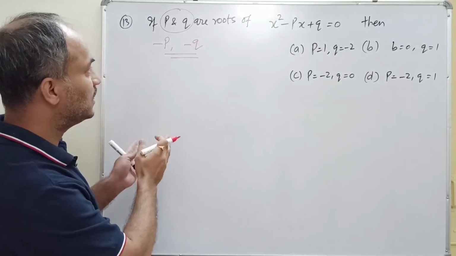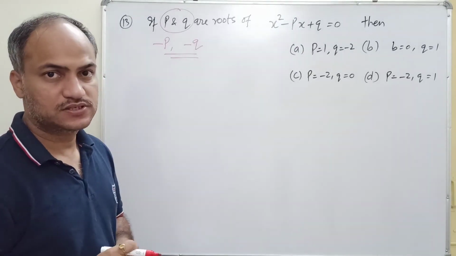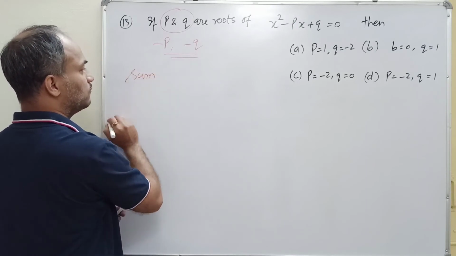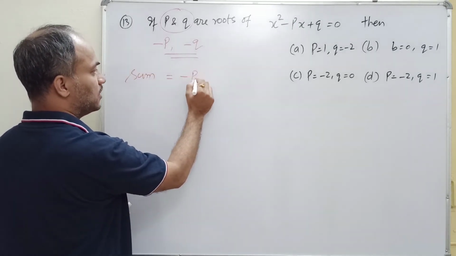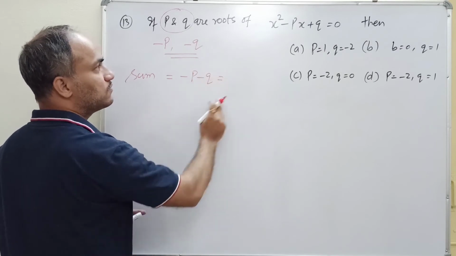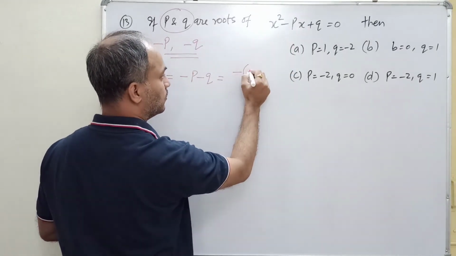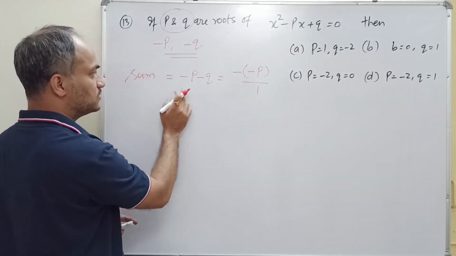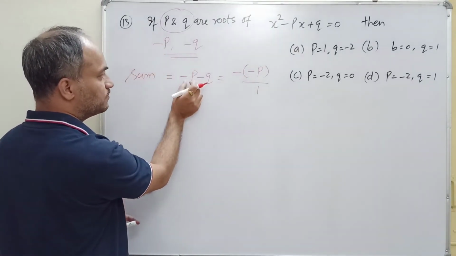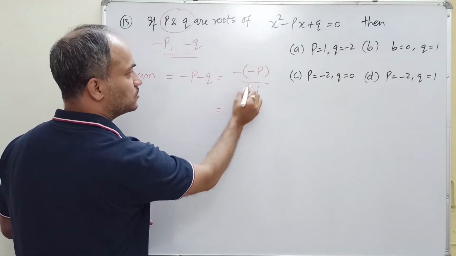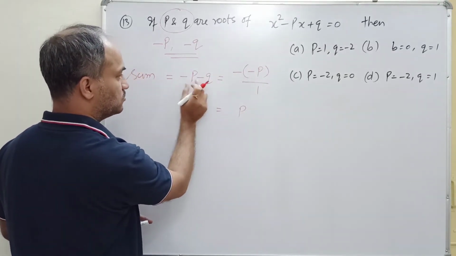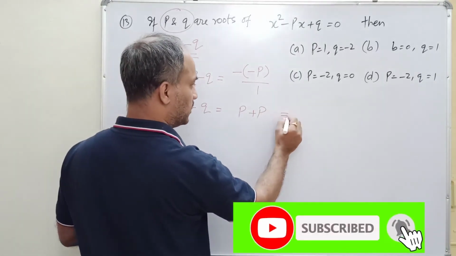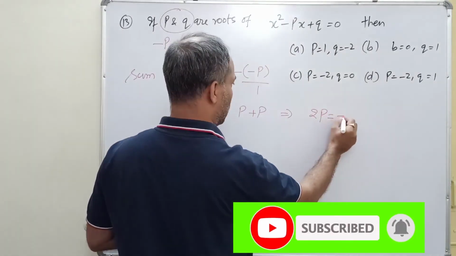If we take these roots, then let us see what happens to the question. Then sum of roots will be minus p and minus q. This will be equal to minus b upon a, A is 1. So what happens? Let us take this value to the other side. So this is plus p. This also becomes plus p. This is minus q. So we get 2p is equal to minus q.